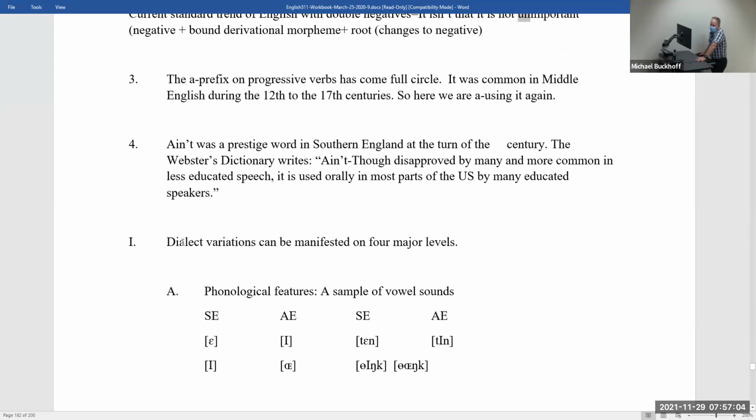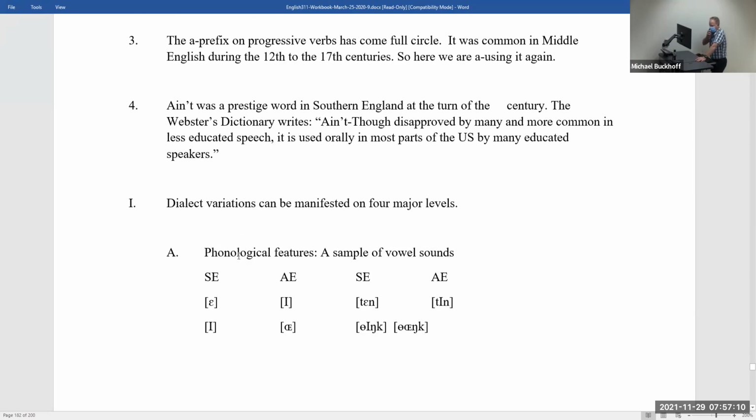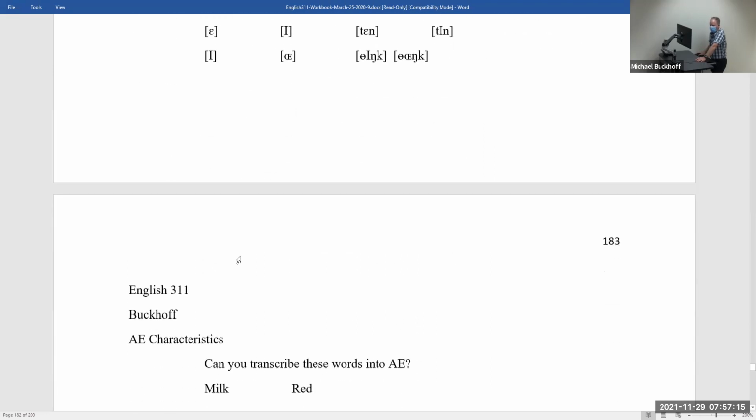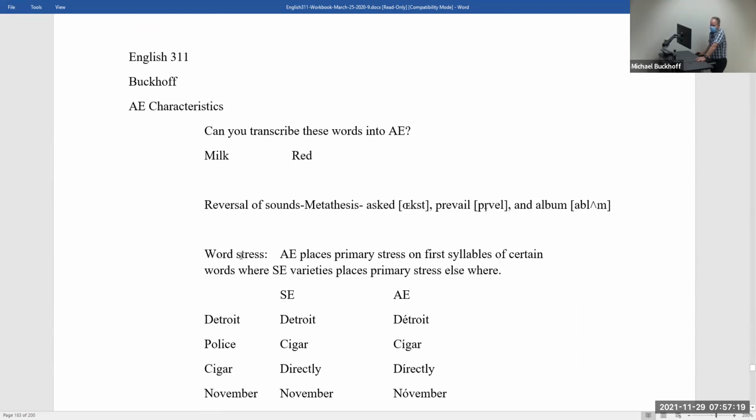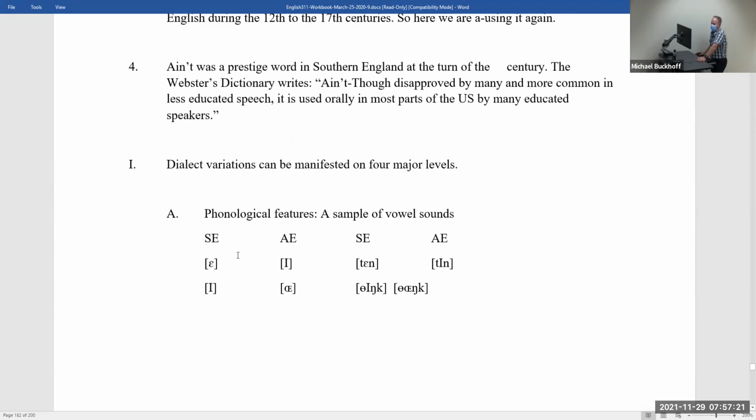It says, dialect variations can be manifested on 4 major levels. So when you look at dialects, you can look at what we call phonological characteristics. You can look at vocabulary, lexical, and so on. We'll look at a few of them here.